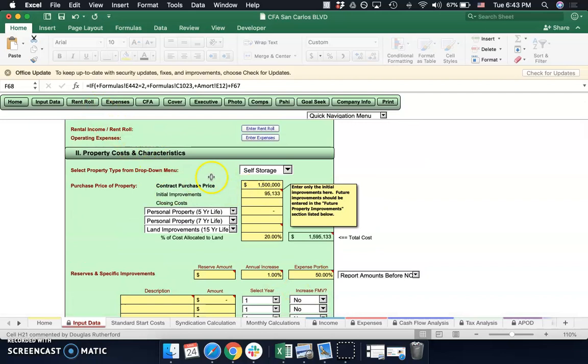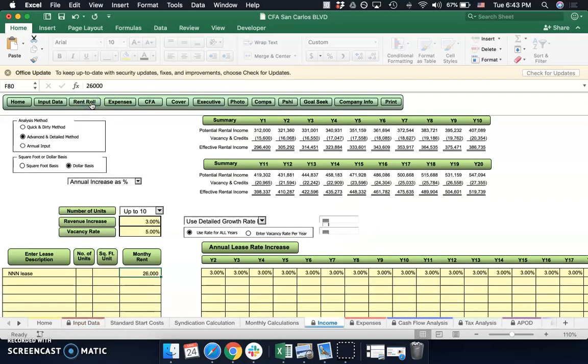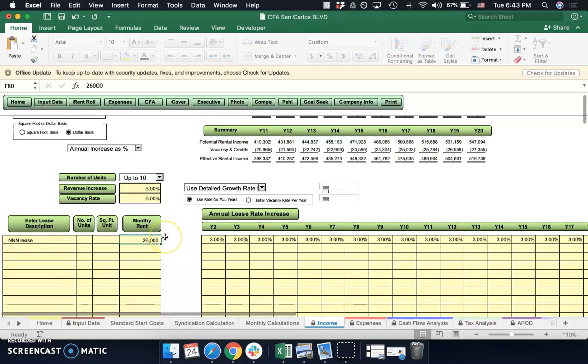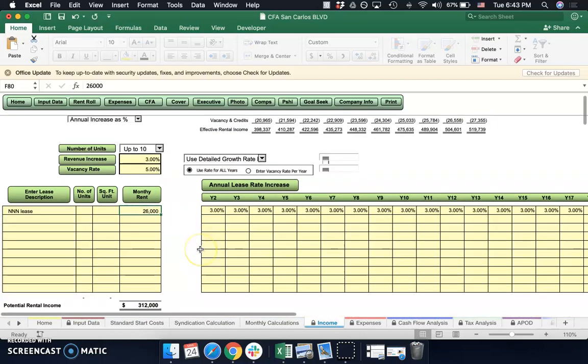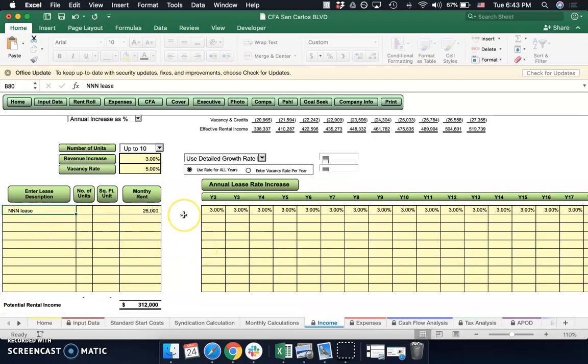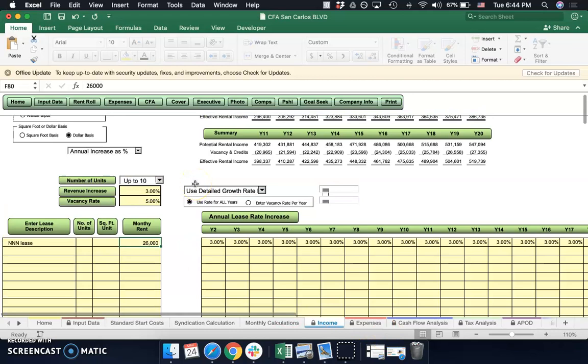Okay, now the next thing I'm going to do from here is go over to my rent roll and insert some information. This is looking to be a triple net lease property. We can talk more about that later, but essentially I have one income line item, and that's looking to be $26,000 a month.